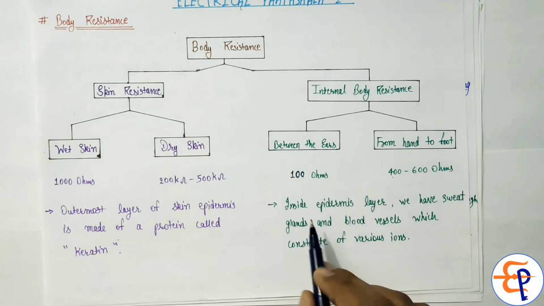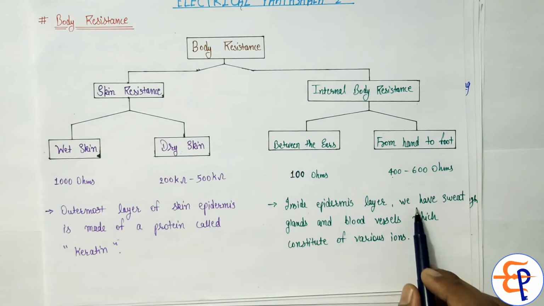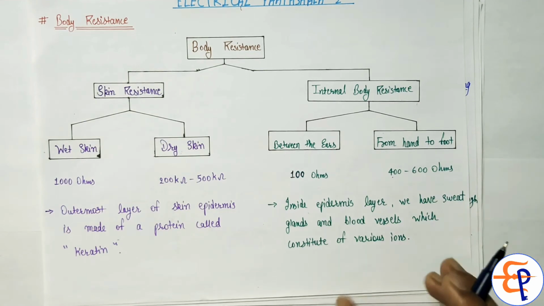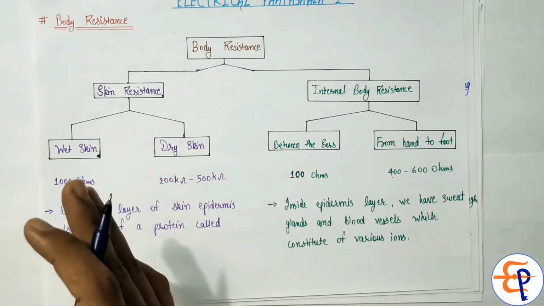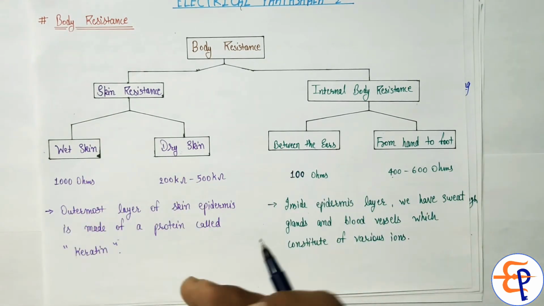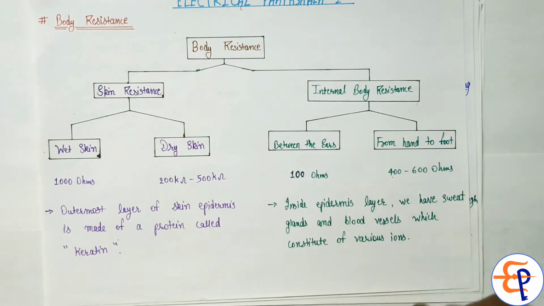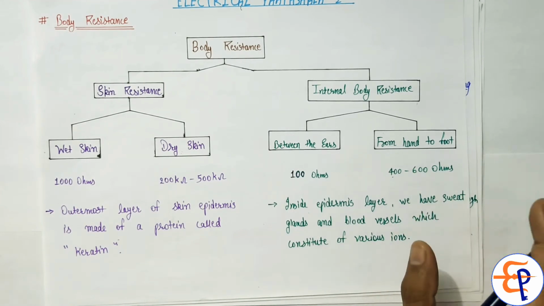Because inside the epidermis layer, inside our skin layer, we have sweat glands and blood vessels which contain various ions, and these ions are very good conductors of electricity. That's why the internal body resistance is very low compared to the skin resistance. That's why guys, once the skin is broken through, our internal body only offers as much as 600 ohm resistance to the passage of the electricity.